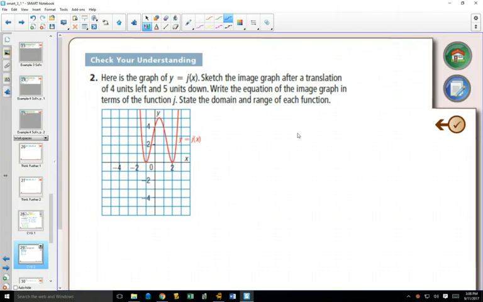So we got another function. This is j of x, the famous W graph. Yes. Okay, it's not that famous. We're going to sketch the image graph. Image graph is just a word for saying the graph after you do something.